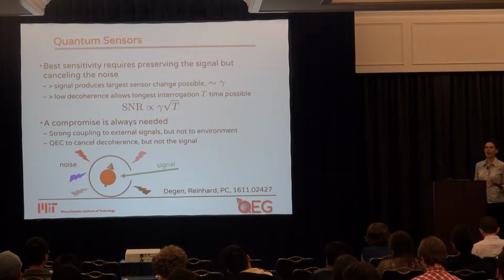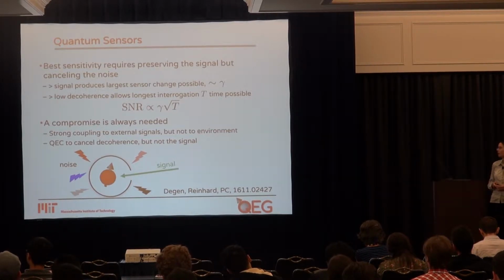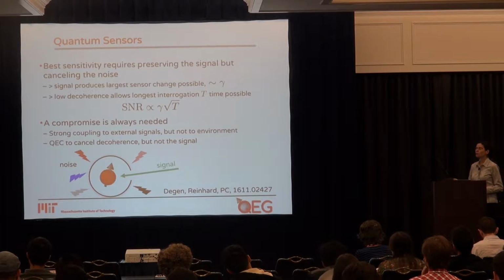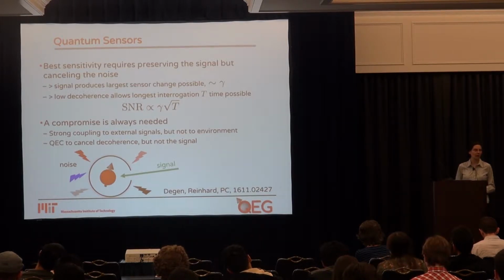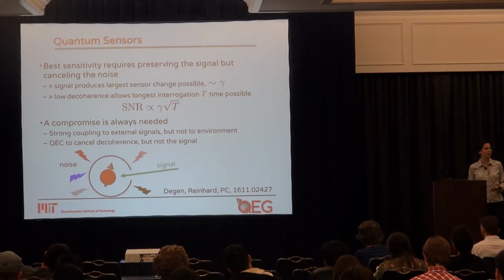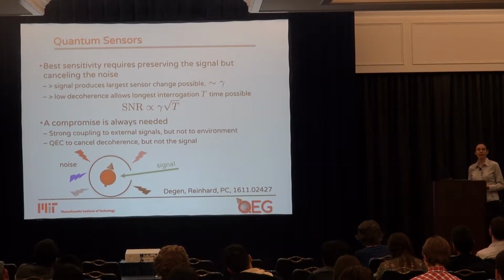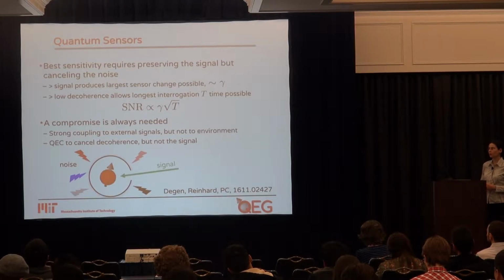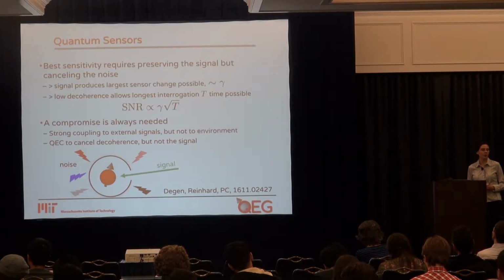So I want to have either a strong coupling to the signal which I want to measure while I have isolation, or maybe I want to engineer some quantum error correction so that I can achieve this result. So we want to achieve some quantum error correction which cancels the coupling to the noise, to the environment, but it doesn't cancel the coupling to the signal. And very often this is difficult to achieve.